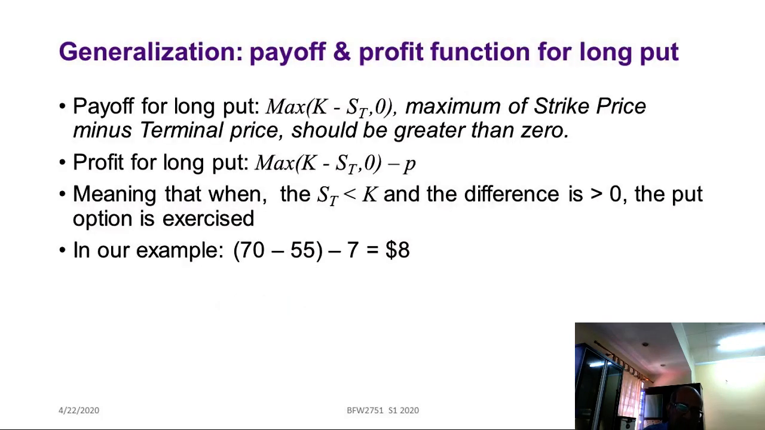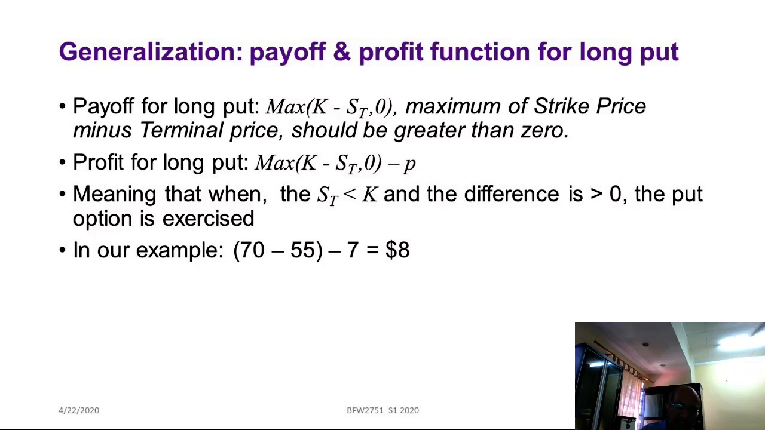Okay, let us see the payoff for a long put. The function here is max of K minus ST. Last time you saw in the long call, it was ST minus K. Now it is K minus ST. In the put function, it is K minus ST because the strike is considered to be above ST. The maximum of strike price minus terminal price should be greater than 0. Profit for a long put is therefore max of K minus ST, which must be above 0, minus P, that is the premium of the put.